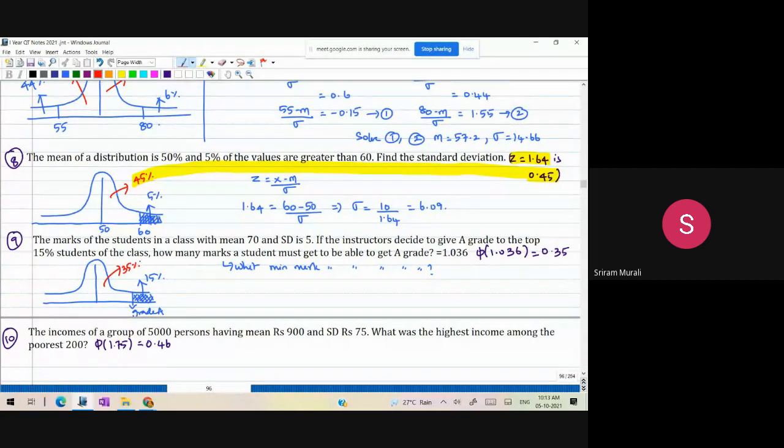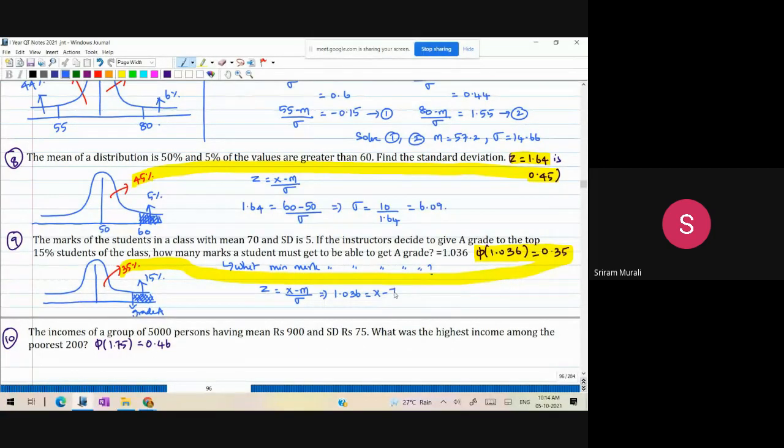35%. Then the right hand side area is 50%. That is why it is given. So for 35% you are given this value. You know what is the value of z? z is x minus m by sigma. What is z? Is it in left or right? Right, sir. So this is 1.036, equal to x to be found.